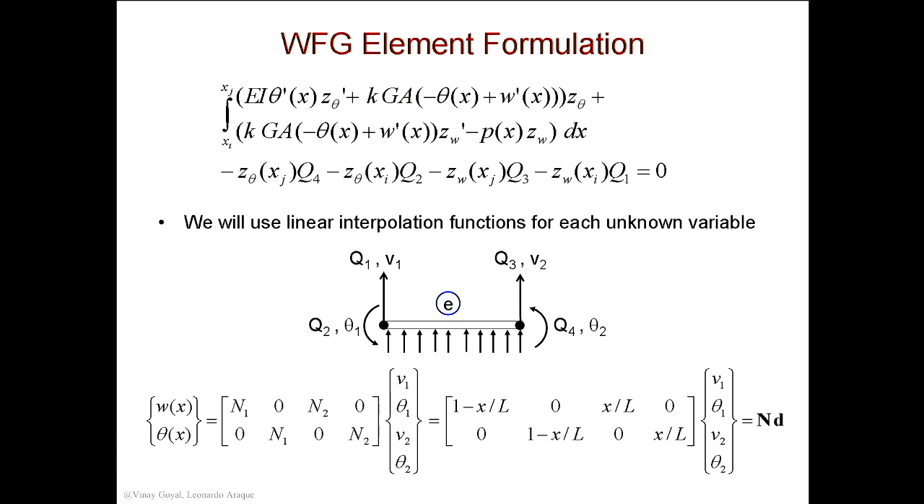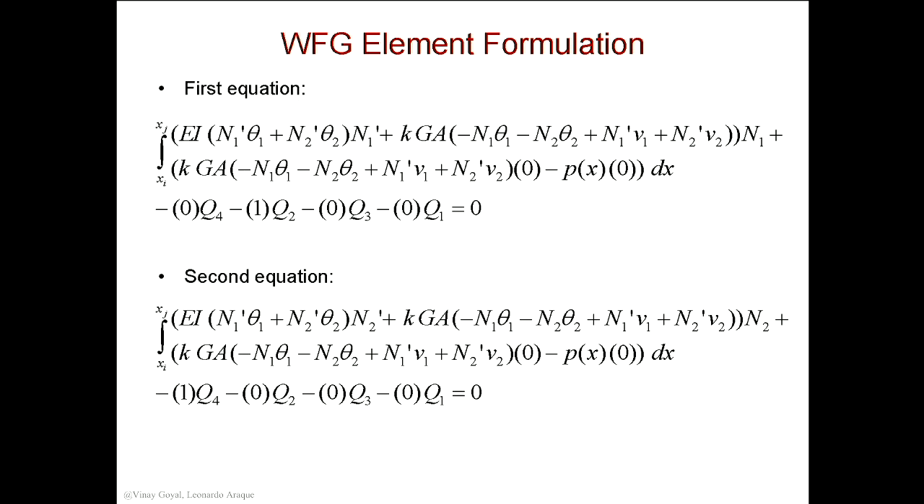So now that I've demonstrated that very quickly, let's substitute. I'm going to go through each equation, okay? Let's go to the first equation. In the first equation, I substituted the value for theta 1. It was theta 1 prime, and that's why you see N1 prime theta 1 plus N2 prime theta 2. This was also minus theta, remember? I plugged in the value for theta, which is N1 theta 1 plus N2 theta 2.